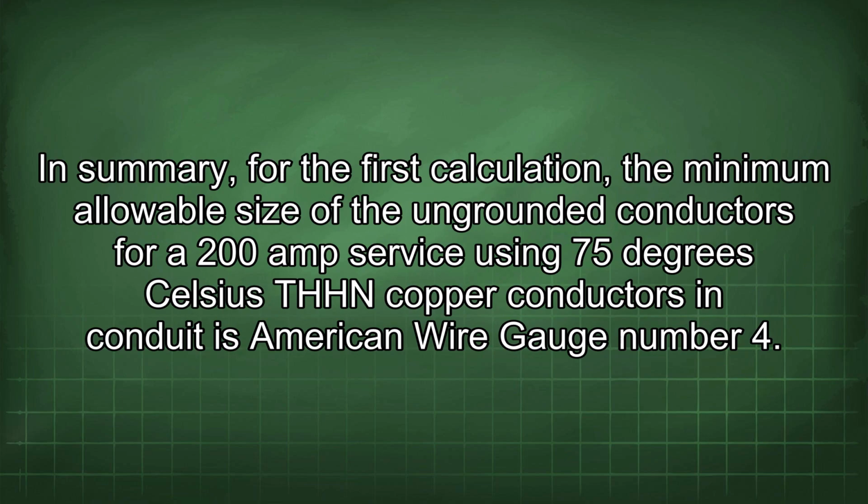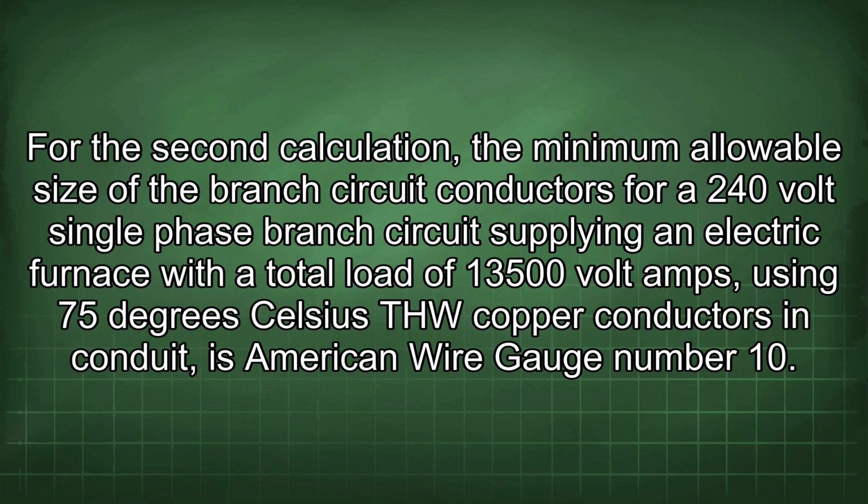In summary, for the first calculation, the minimum allowable size of the ungrounded conductors for a 200 amp service using 75 degrees Celsius THHN copper conductors in conduit is American wire gauge number 4. For the second calculation, the minimum allowable size of the branch circuit conductors for a 240 volt single-phase branch circuit supplying an electric furnace with a total load of 13,500 volt amps using 75 degrees Celsius THW copper conductors in conduit is American wire gauge number 10.